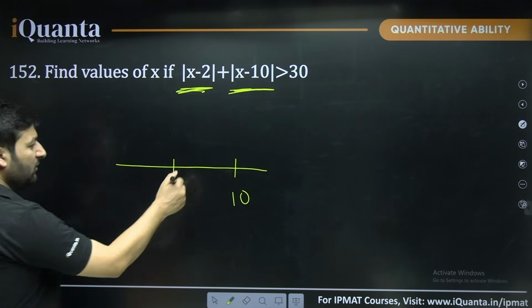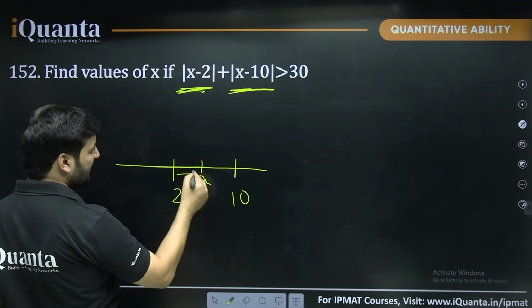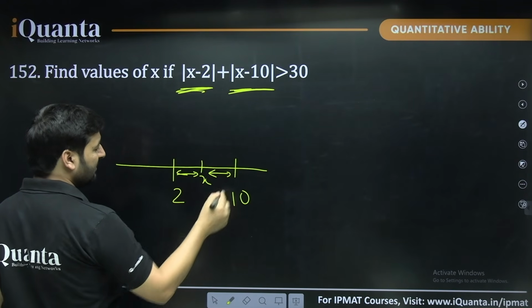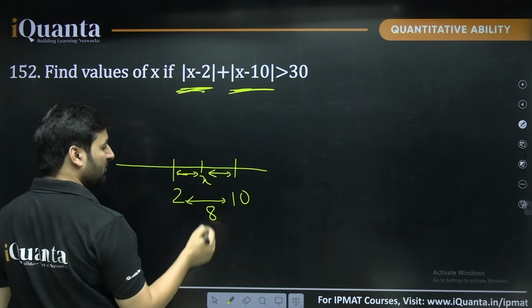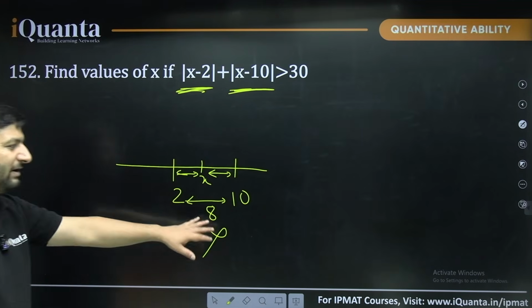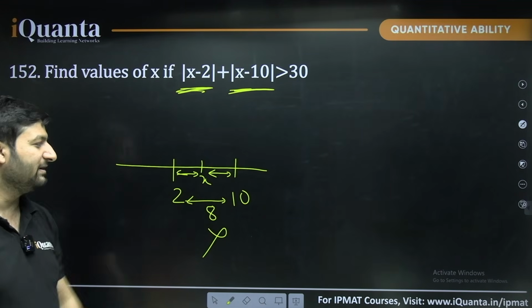Can your x lie between them? This is the distance between x and 2, this is the distance between x and 10. The distance between 2 and 10 is 8. So, can it ever be equal to 30? This is wrong, right? There will be no value of x here between 2 and 10.